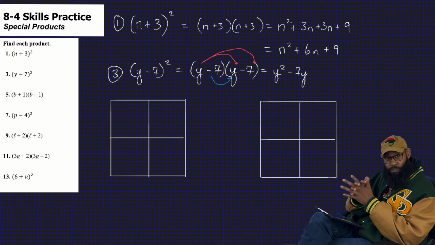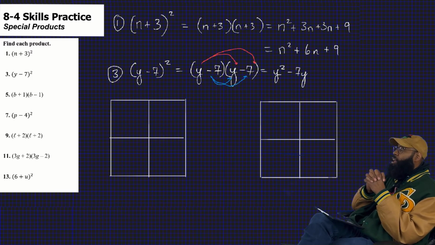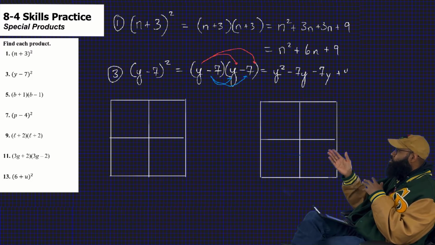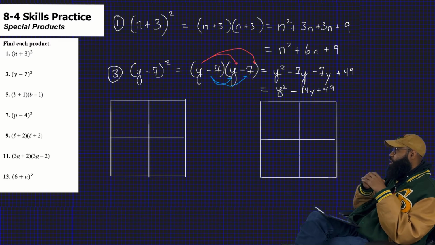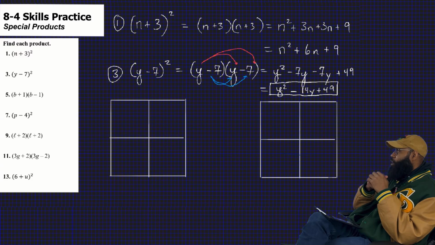I hated FOIL as a kid. FOIL. What's the use of FOIL? But as an instructor now, I definitely understand it. So we're going to add the 2 middle terms, negative 7y and negative 7y gives me negative 14y. So my final answer, after simplifying the special product there, y squared minus 14y plus 49.